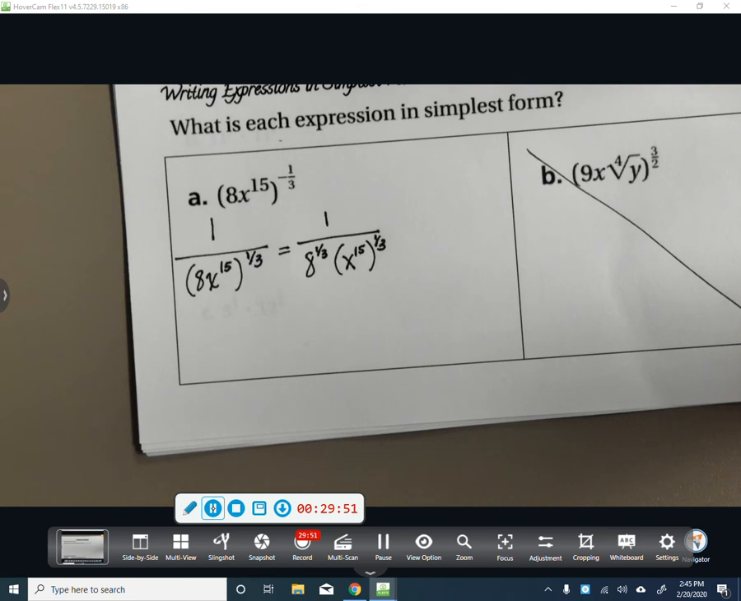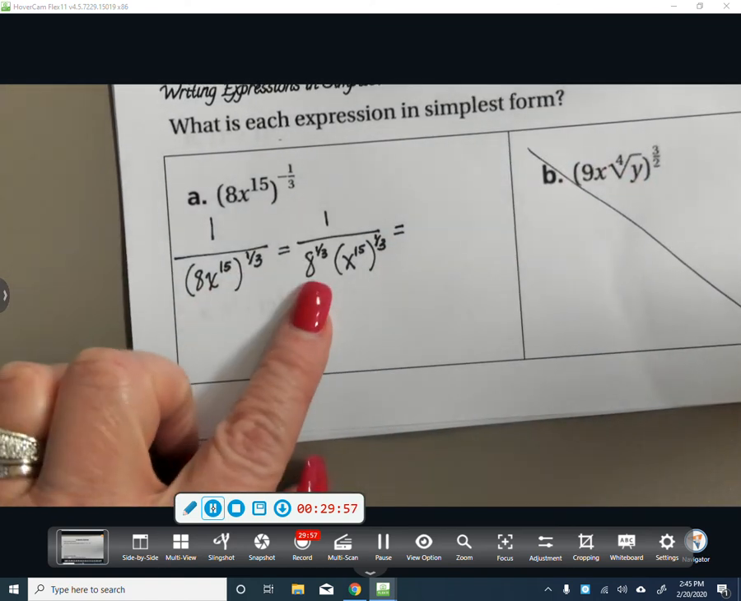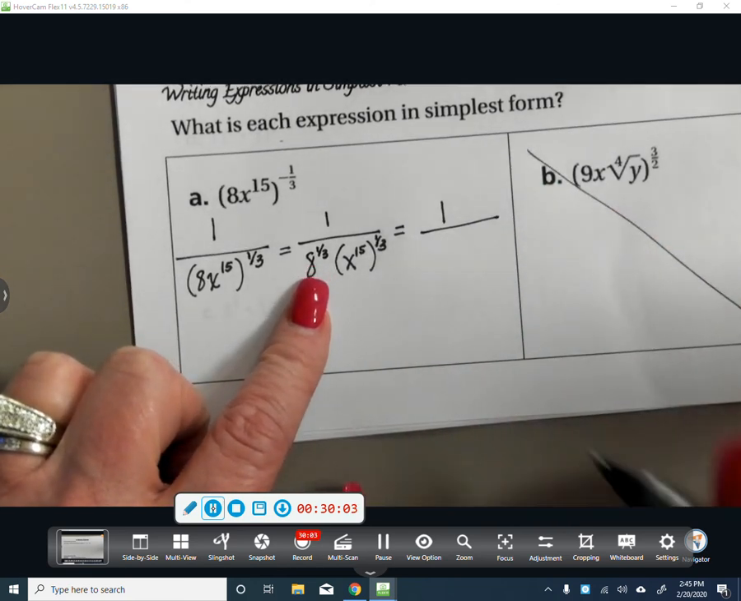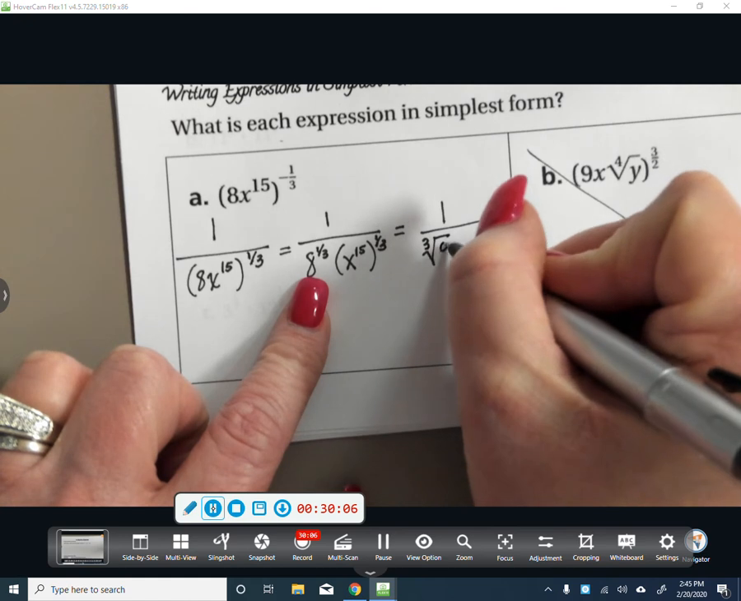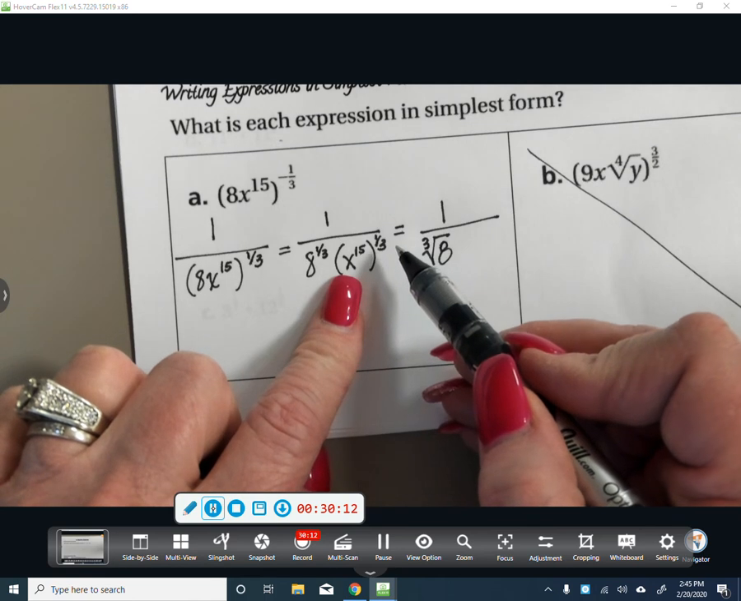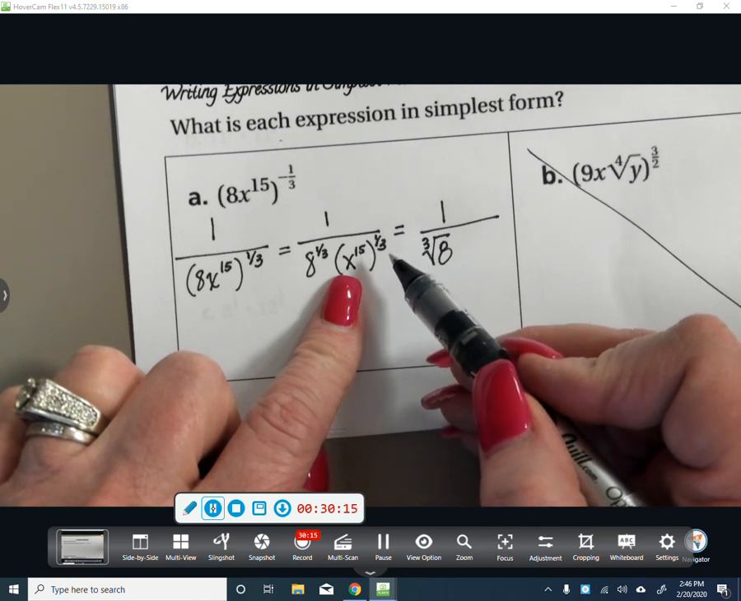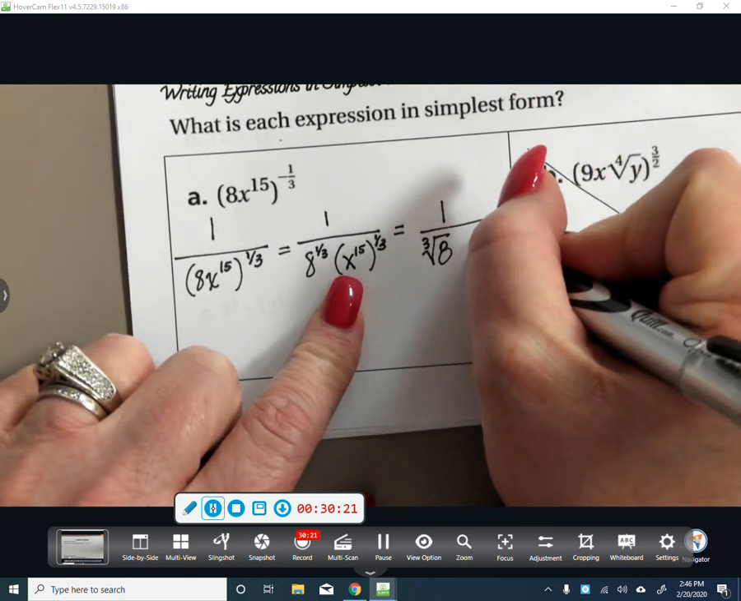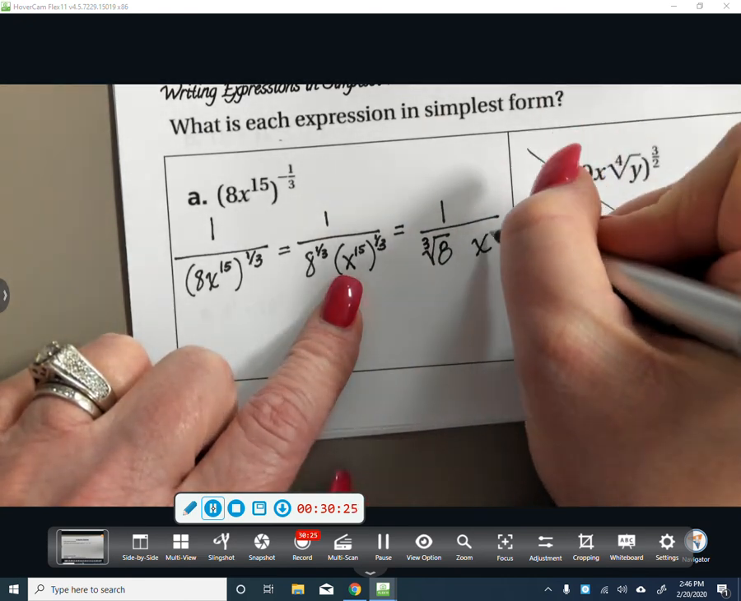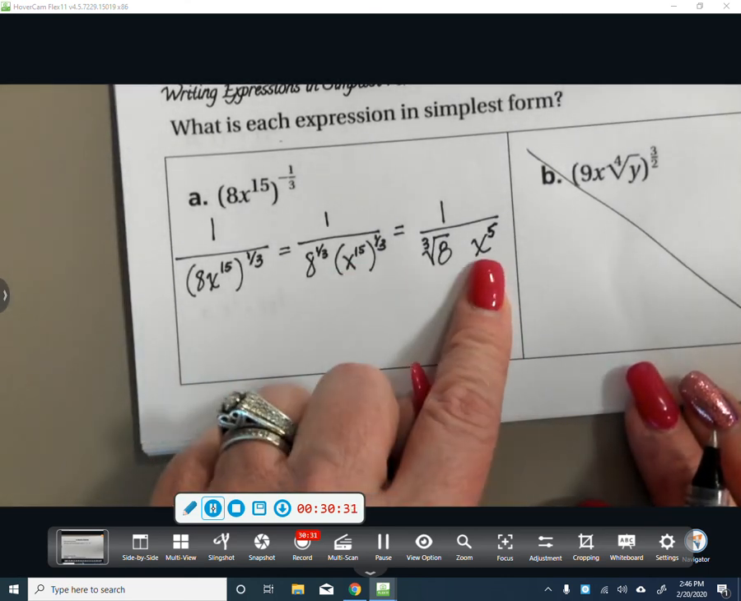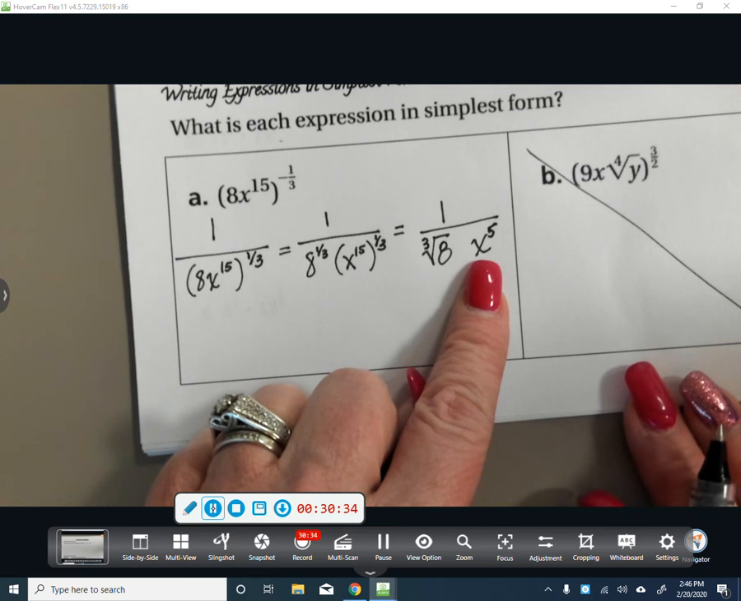Okay? Now it's a matter of what is 8 to the 1/3 power? Well, this is 1 over. If I write 8 to the 1/3 power as a root, it's a cube root of 8. And then what happens when I have an exponent raised to another exponent? Multiply. So I need to know, what is 15 times 1/3? It is x to the 5th. So I'm almost done. Because x to the 5th, like, that's done.